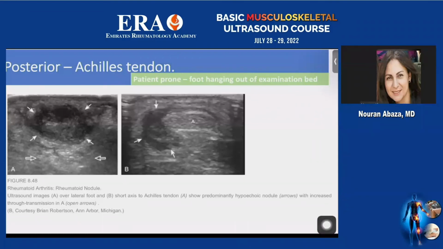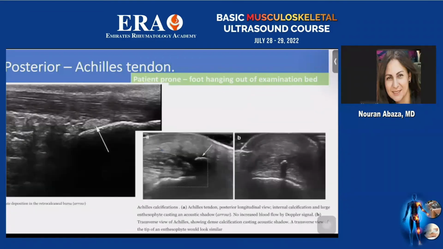Also, sometimes you will see a tophus like that. It's a hyperechoic oval mass with hypoechogenicity around. Another example of an enthesophyte that you can visualize in longitudinal view and that you can verify also in transverse scan.